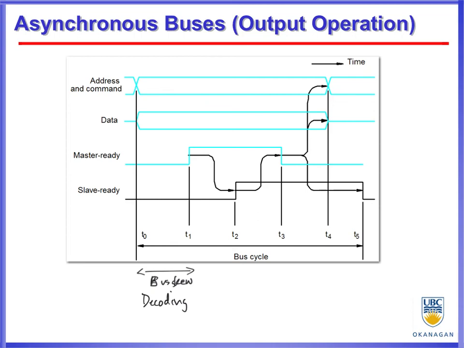So at time T1, the master asserts this. The slave that recognizes the address says, great, the data's there, I can latch it in. So it does that, okay? And then at time T2, the slave is going to assert its slave ready, and this tells the master, I got the data.